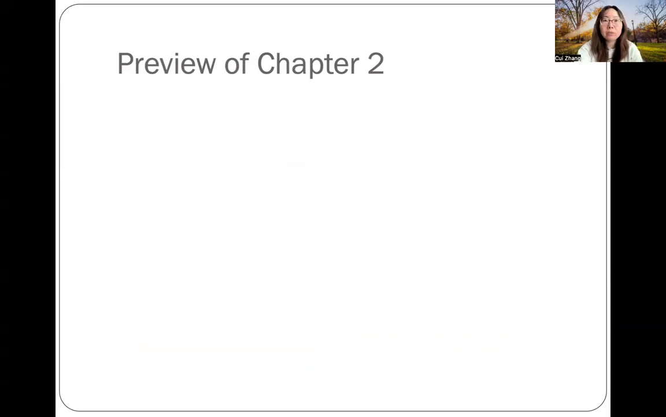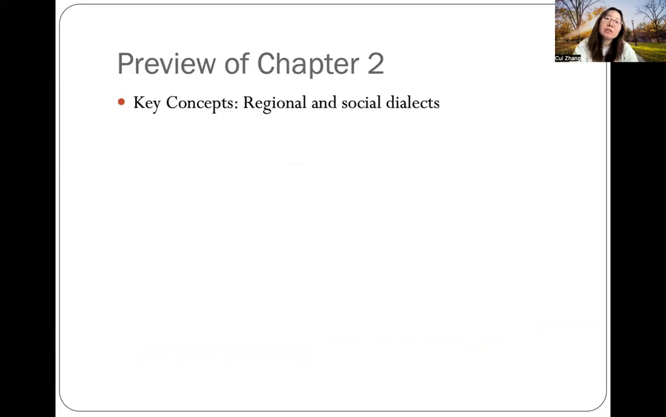In the next week, we are going to look at chapter two. And chapter two is really interesting because it talks about regional and social dialects, talks about standard American or standard English, if that is really a thing, and also kind of talks about English in the international context.